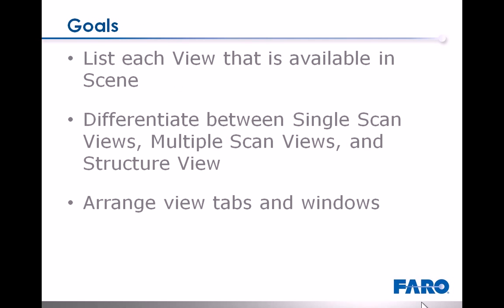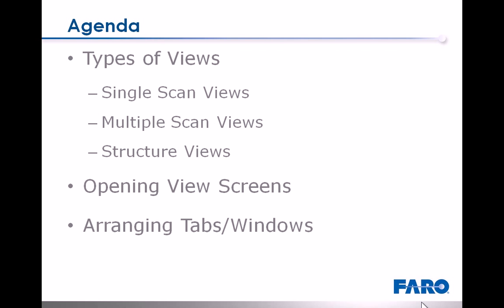and Correspondence View. By the end of this video, you should be able to list each view that is available, differentiate between single scan views, multiple scan views, and structure view. You should also be able to arrange them as tabs or windows. This will allow you to effectively choose the correct view for a particular task and prepare you to learn about selection and navigation tools. Our first topic will be types of views, and then we will go into Scene and I will demonstrate opening viewing screens and arranging them.